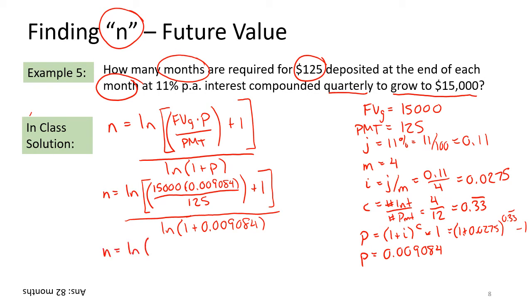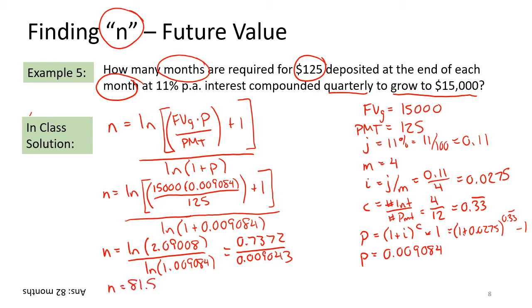is equal to the ln, and the numerator is 2.09008, and the denominator is the ln of 1.009084. Okay? If you put those in your calculator, you should get 0.7372 for the numerator and 0.009043 for the denominator. I'm showing you these steps so that you can follow along using your calculator. Try and find maybe one of those mistakes that I did see some of you make in the Unit 2 test. So if you do that, you get a value of n, which is 81.52, or in other words, 82 months.